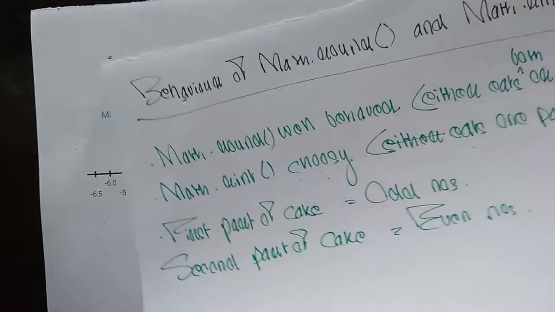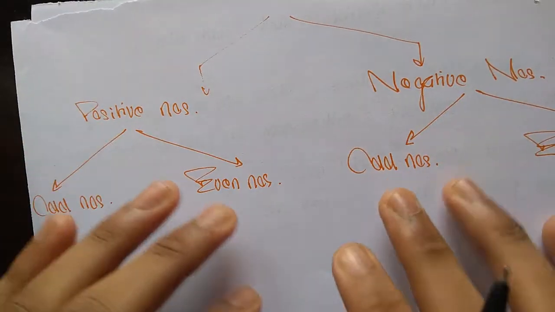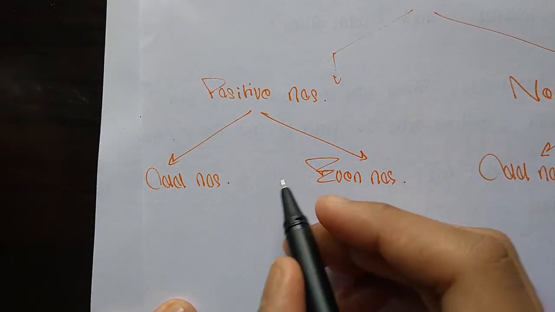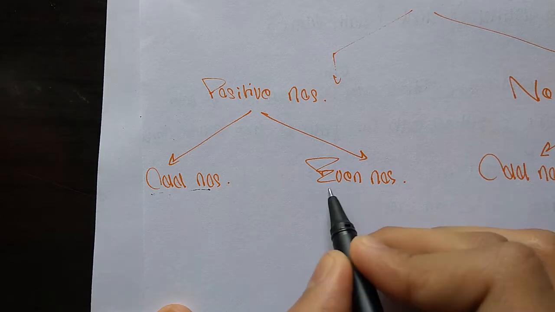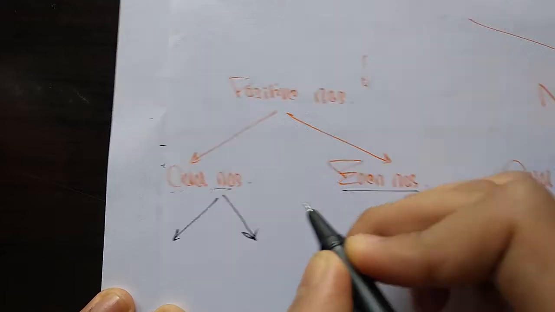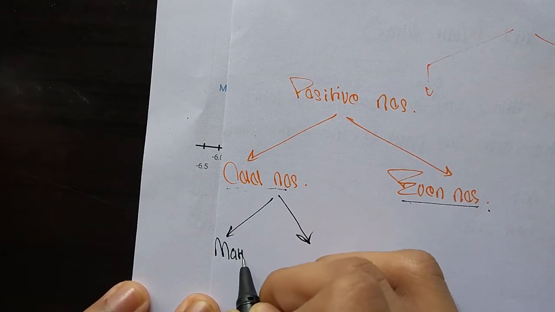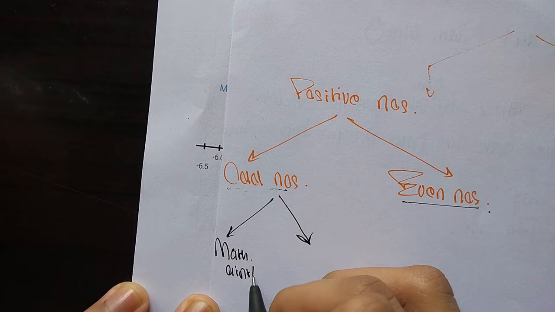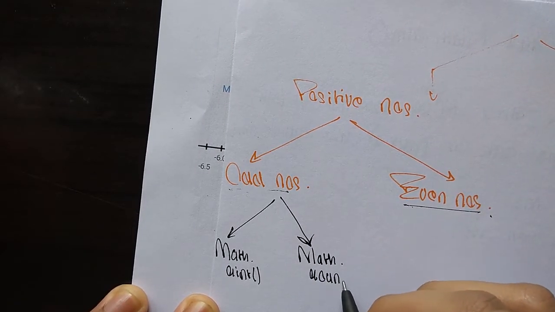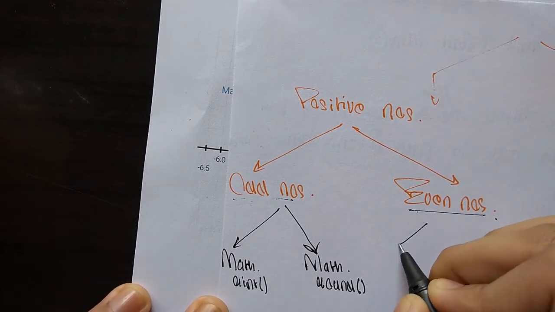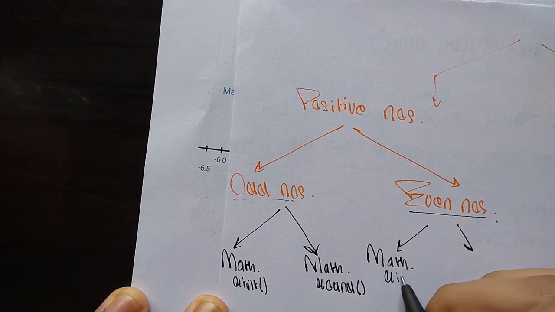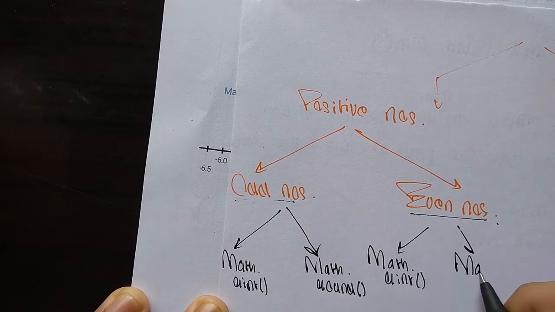So now let's understand with this flowchart. So now I take positive numbers and negative numbers. First let's focus on positive numbers. Positive I can divide into odd. I can divide it into even. Okay. Now in odd we have Math.rint, Math.round. Similarly in even we have Math.rint, Math.round.